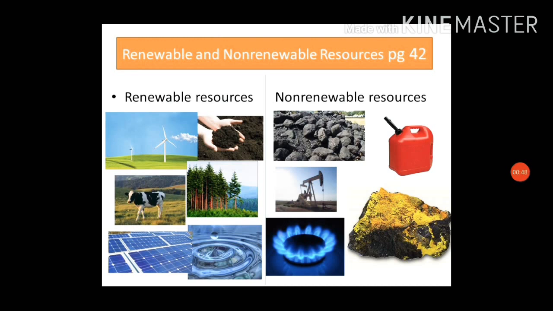We have to conserve the non-renewable resources because their reserves are limited and humans are heavily dependent on them for daily needs. The non-renewable resources have to be used in optimum limits.